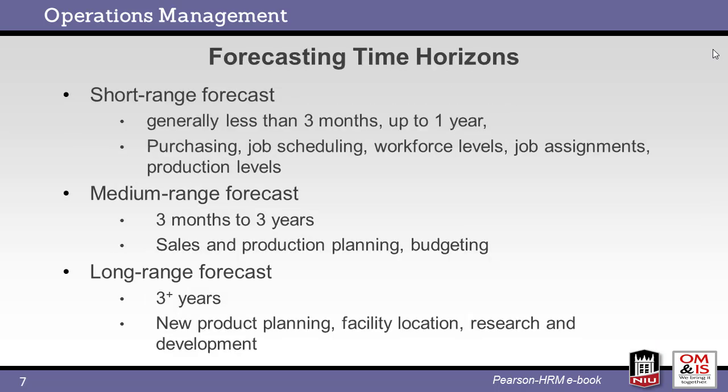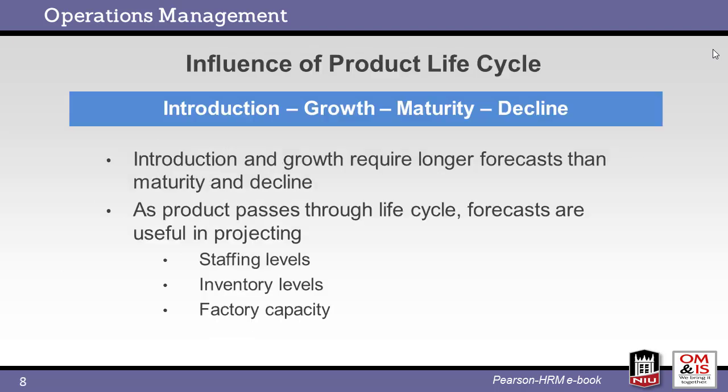Forecasts are based upon short, medium, and long-range time horizons. Short-range forecasts typically address the effective use of existing resources over the next 3 months. Medium-range forecasts cover sales and production planning, along with budgets for 3 months to 3 years. Finally, long-range forecasts go out past 3 years and address new product plans, facility location, and research activities.